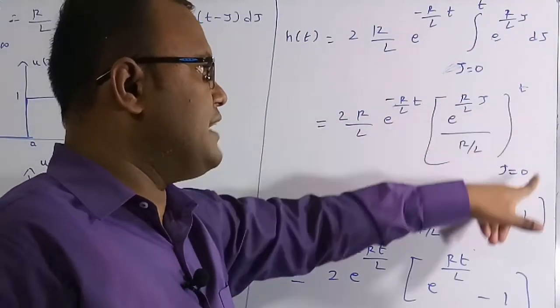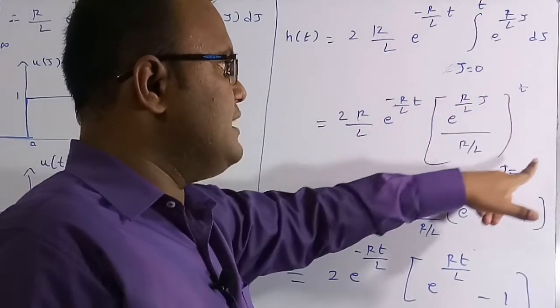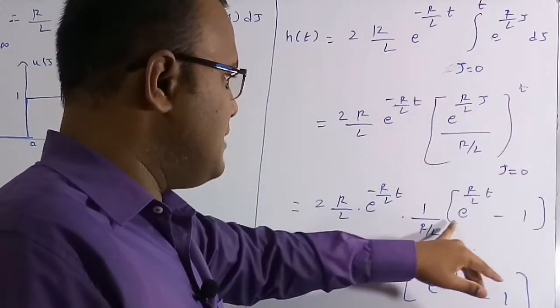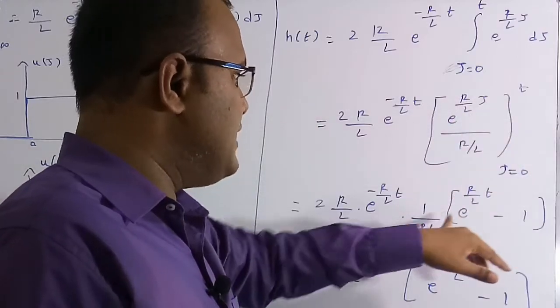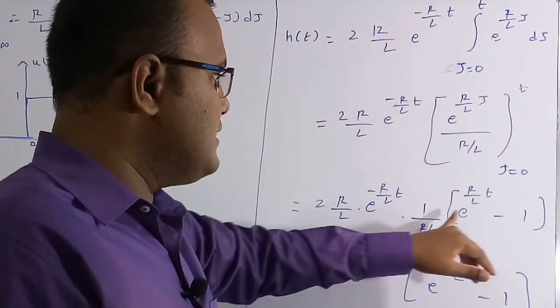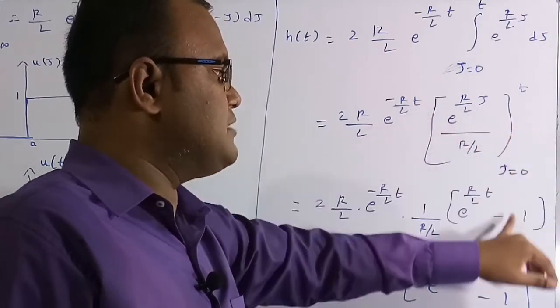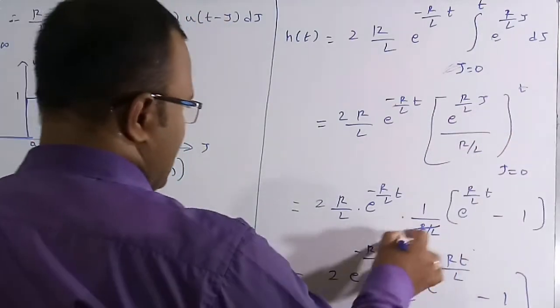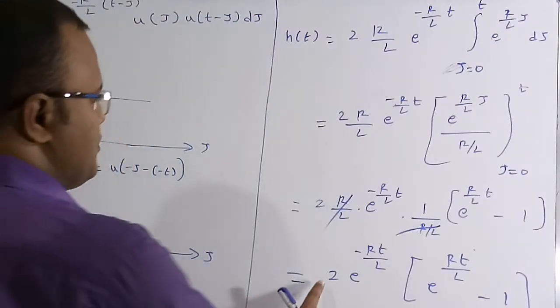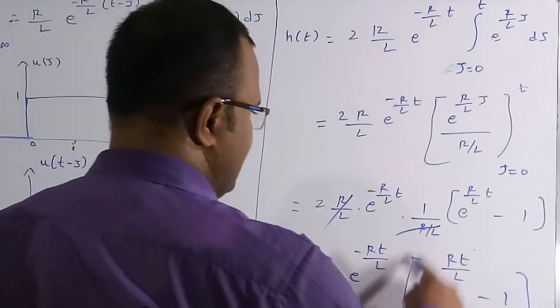Now I need to substitute t and 0. In place of tau, substitute t, minus the value at 0. So if I substitute t, I am going to get 1 by r by l e to the power of rl by t minus tau. In place of tau, substituting 0 gives nothing but 1. So this r by l gets cancelled. So 2 into e to the power of minus rt by l into, this is the equation.